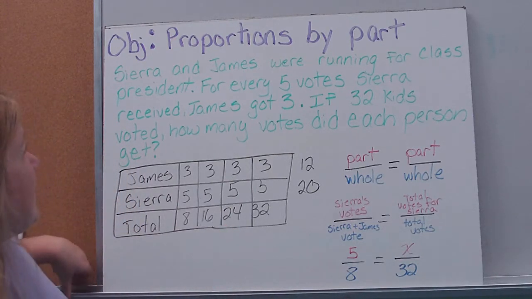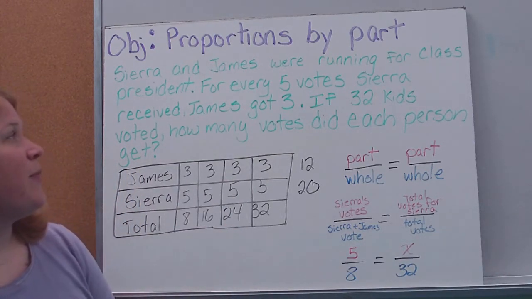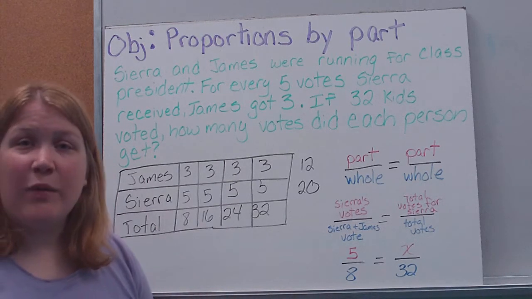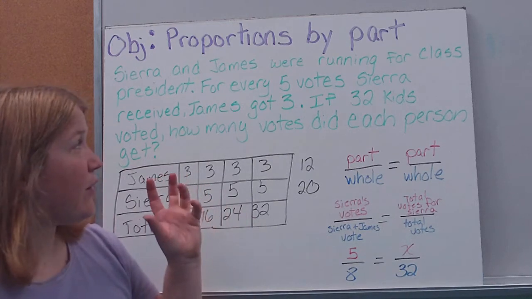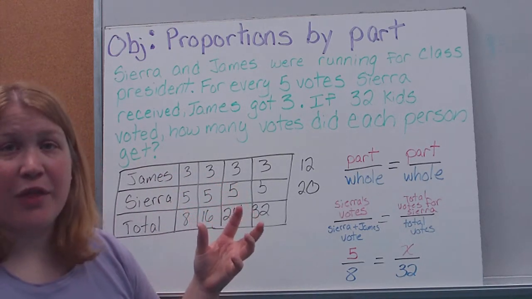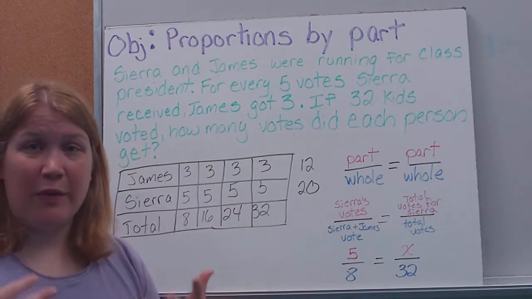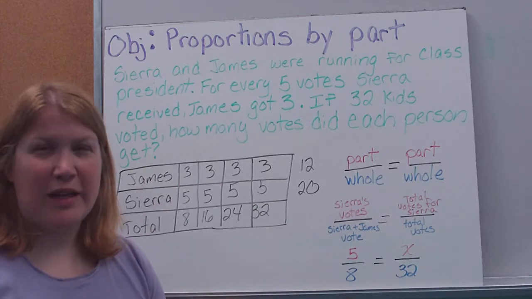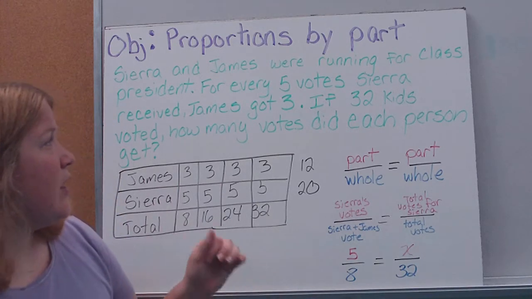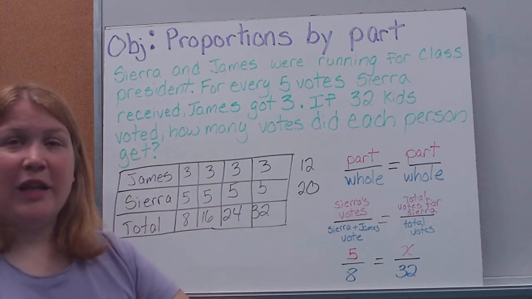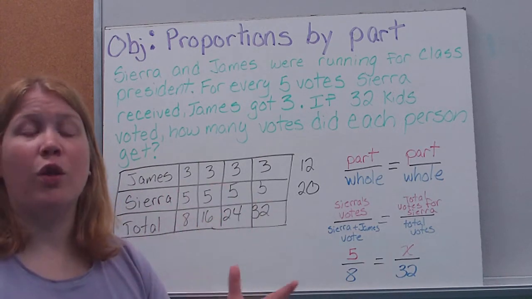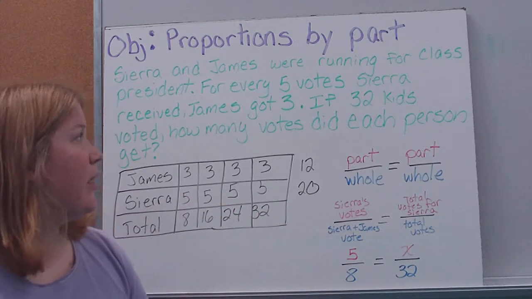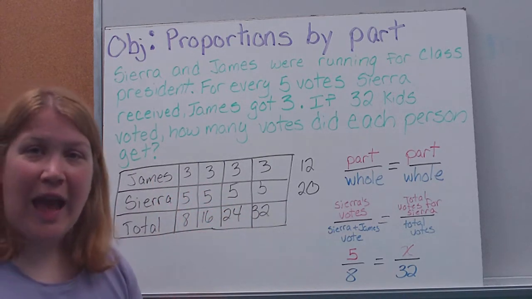Our problem says, Sierra and James were running for class president. For every 5 votes Sierra received, James got 3. So we see that we have a ratio. If we were setting it up as part to part like we've been doing, it'd be a 5 to 3 ratio. However, when we read further, we realize we have to look at this a little differently. If 32 kids voted, meaning in total, so now I have a total, out of the entire class, 32 kids voted. So how many votes did each person get?